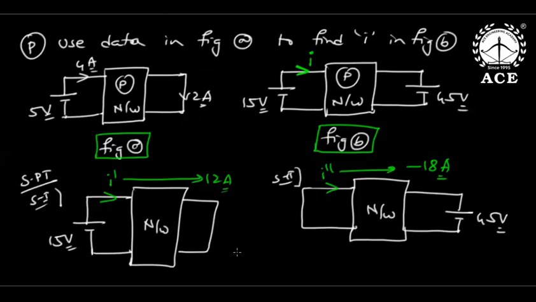This is reversed. So by superposition, I is I dash plus I double dash. One is plus 12, one is minus 18. So the answer is minus 6 amperes. Chalo, minus 6 amperes.